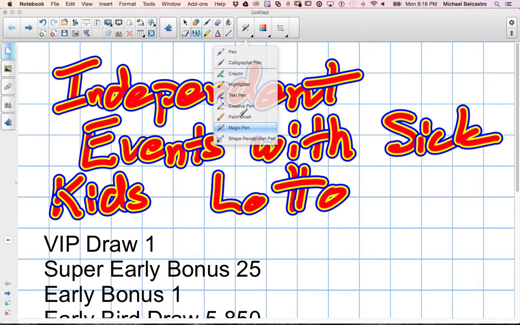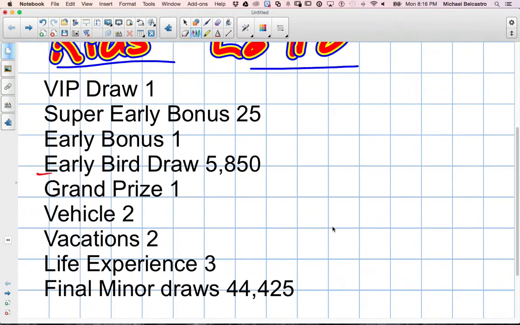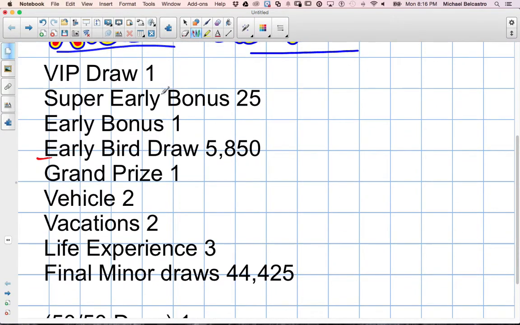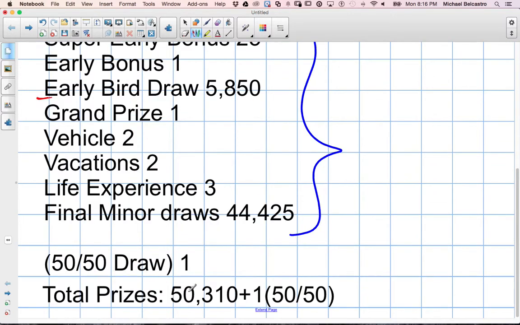We're going to look over independent events in probability, and we're going to focus on Sick Kids Lotto. They sent us a flyer in the mail, and we quickly took a look at all the possible prizes. These are everything you can win. You can read them all out, and we tallied them up, and this is the total.